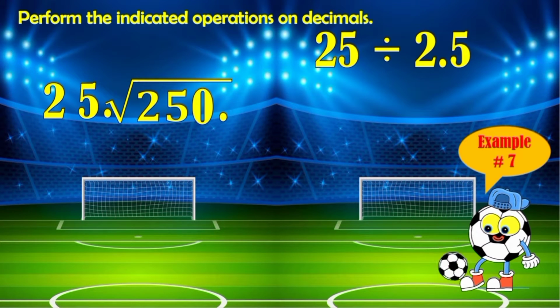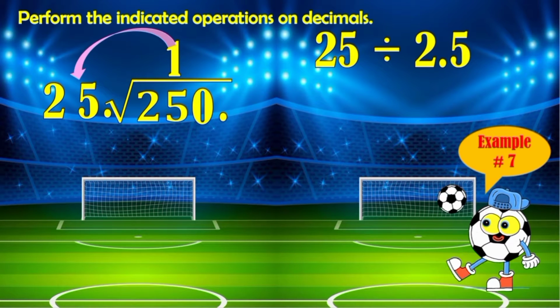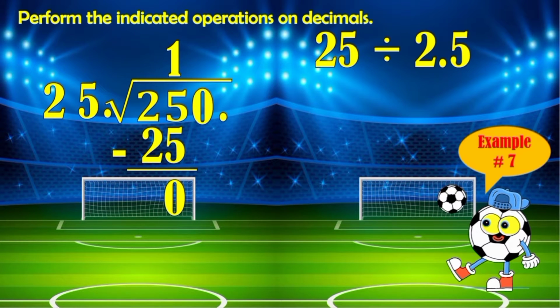Now let's proceed to division of whole numbers. 250 divided by 25. The answer is 1. Then we have to multiply 1 and 25. Our product is 25. Now let's subtract 25 by 25. We have 0. For the next step, we have to bring down 0. Then proceed again to the first step, which is division.